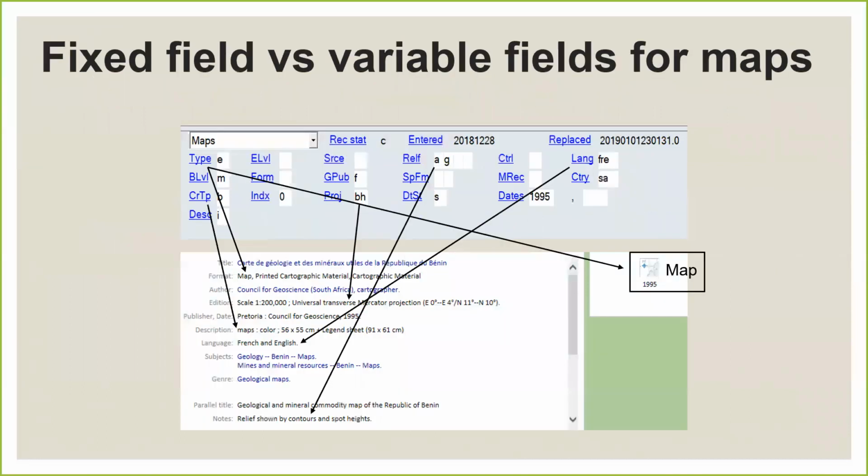Here's a look at what the online catalog would look like for a map with the fixed fields coded from the previous slide. Type of material is coded E, so that it gives us the icon of map. This map includes the transverse Mercator projection and is drawn showing reliefs of contours and spot heights. The map is also in French and English, which you can see in the note.